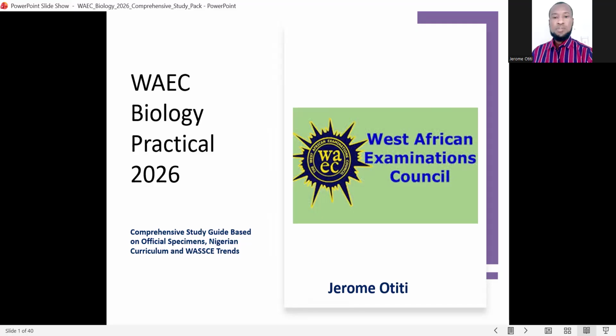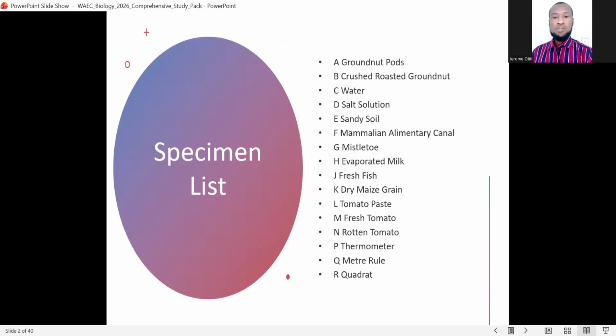2026 Practical Specimen. This is not the original WAEC question. It's just a revision of the proposed specimen that you may likely see in your examination. Please take time to study it. Let's dive into the specimen.